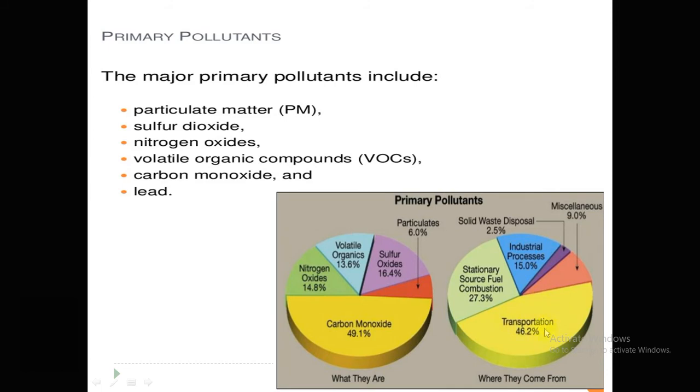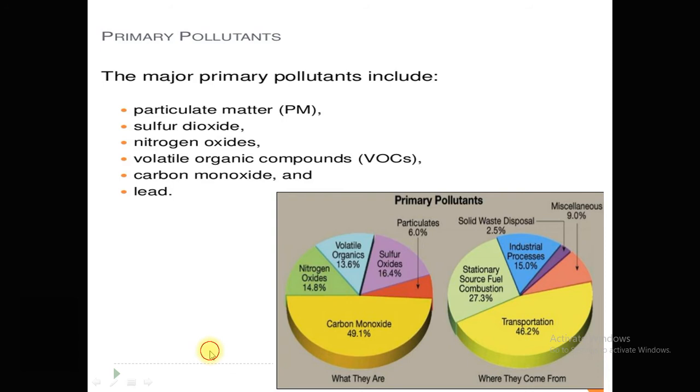They come from transportation, around 46%, stationary sources of fuel combustion around 27%, industrial processes around 15%, solid waste disposal around 2.5%, and miscellaneous around 9%. Among the pollutants formed: sulfur dioxide around 16%, carbon monoxide around 49%, nitrogen oxides around 14%, and carbon and particulate matter around 6%. So these form the primary pollutants.